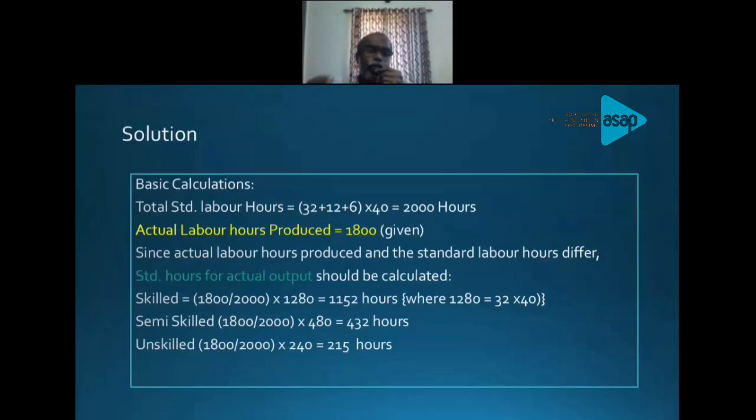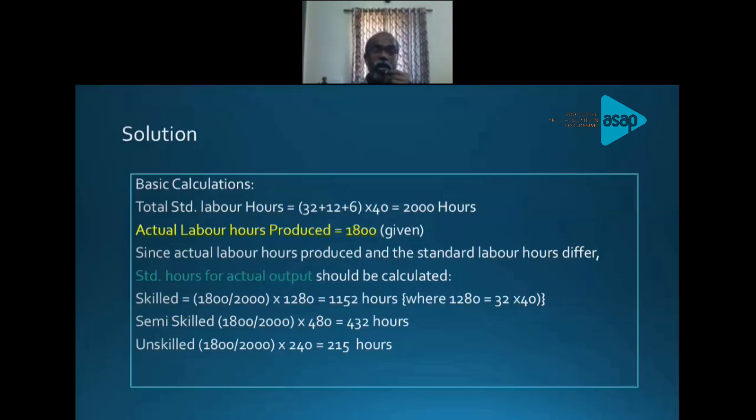And the actual labor hours produced is given as 1,800. You remember, the standard labor hours is 2,000, and the actual labor hours produced is 1,800. So naturally, the standard labor hours and actual labor hours differ.